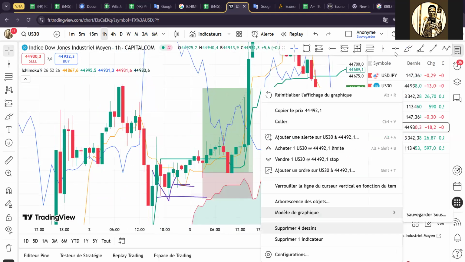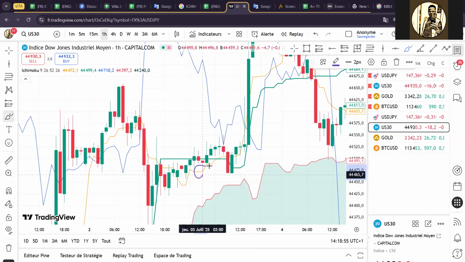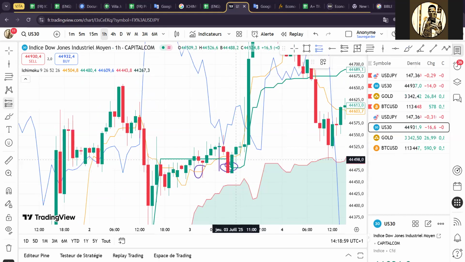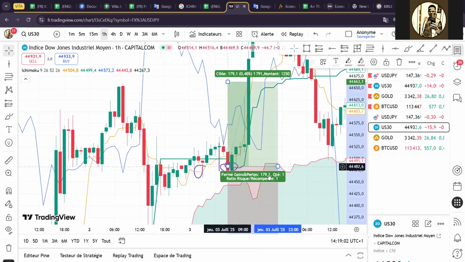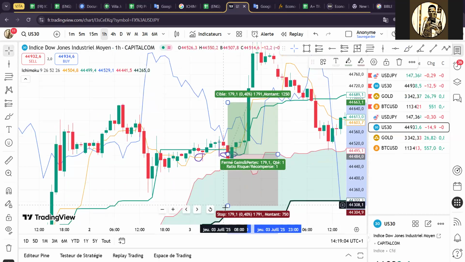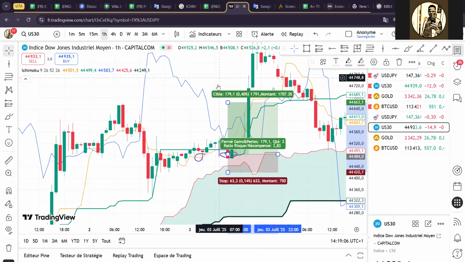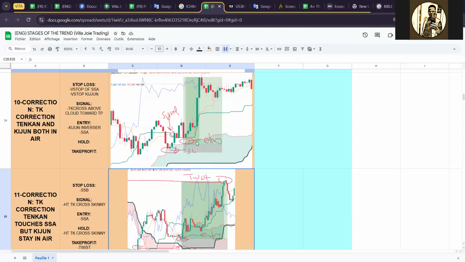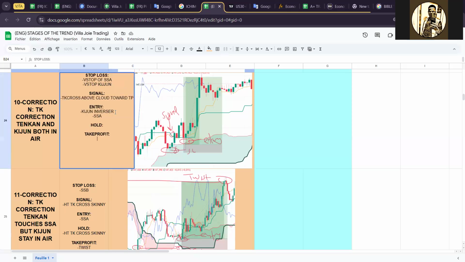Or you acknowledge this correction, you wait for it to finish here, and then you come and buy this Kijun, and then everything continues to the upside. The entry must be a normal Kijun. It can be Kijun, or also, what I forgot to mention here, inverted Tenkan.